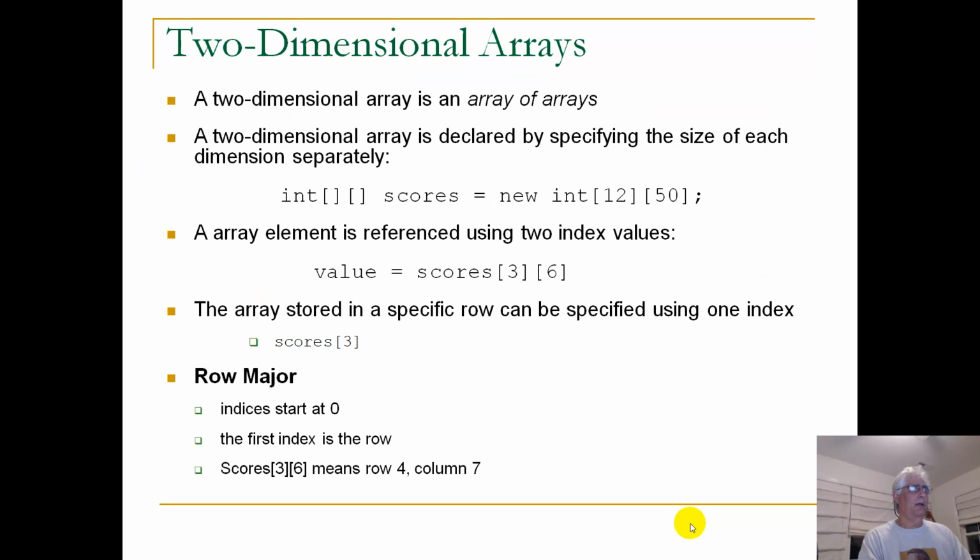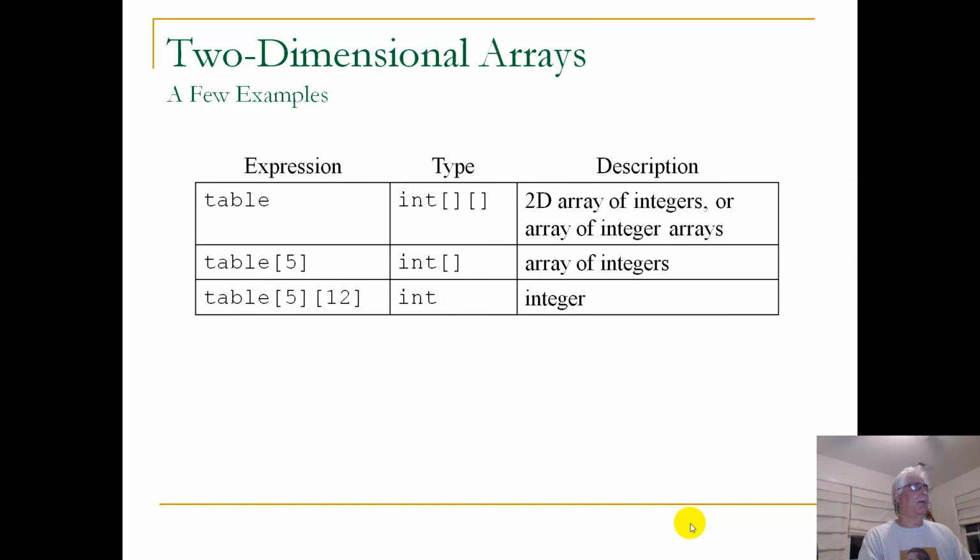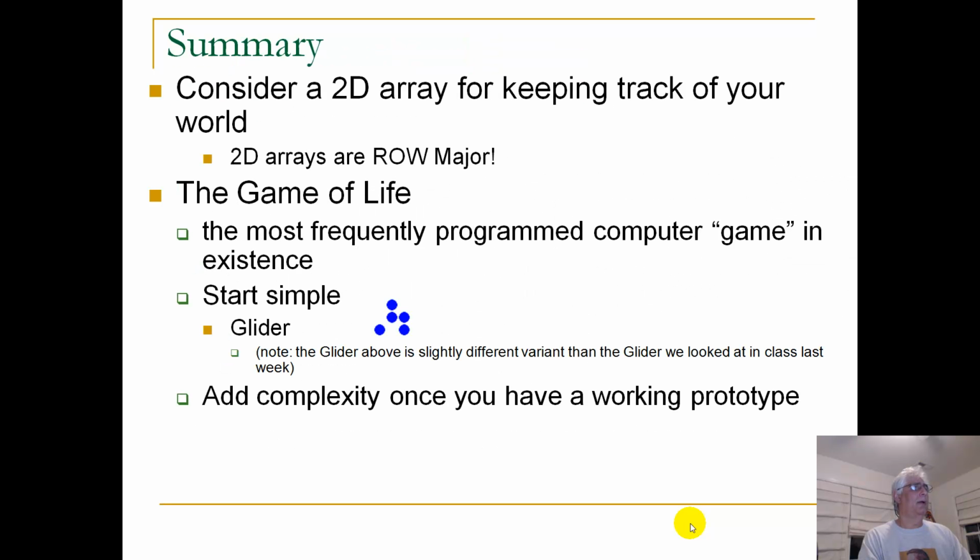This is some slides, at least one of them we looked at earlier. So just to summarize, consider a 2D array for keeping track of your world. I'd say more than consider it. Use a 2D array, and additionally, use two 2D arrays, one for the current generation, one for the next generation. 2D arrays are row major. Remember what that means. That means that in the indices, the rows come first.